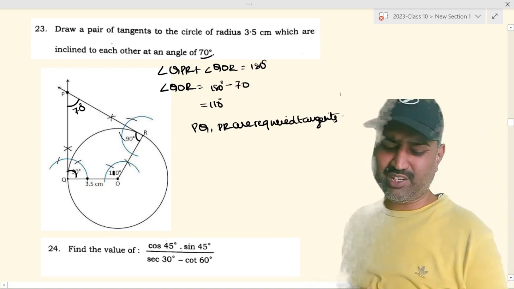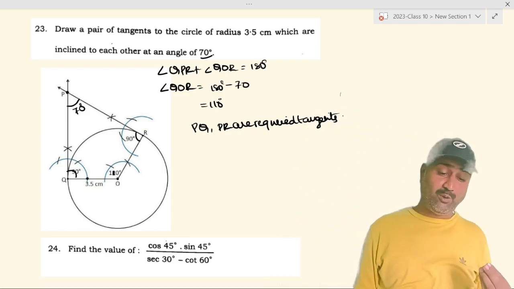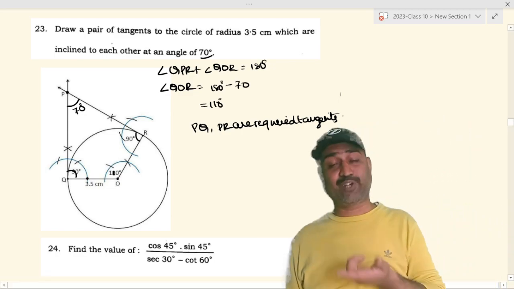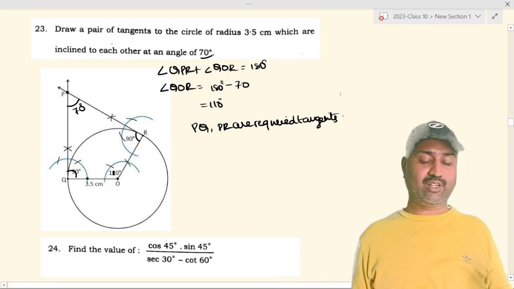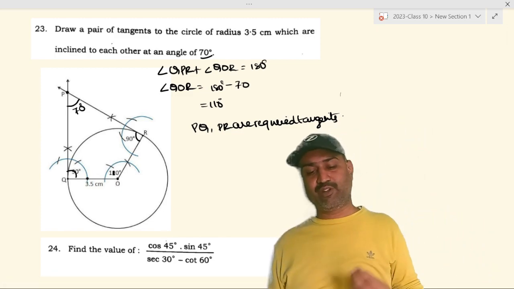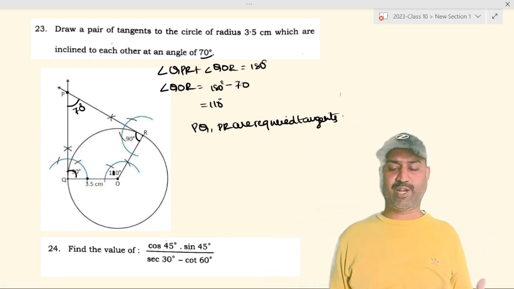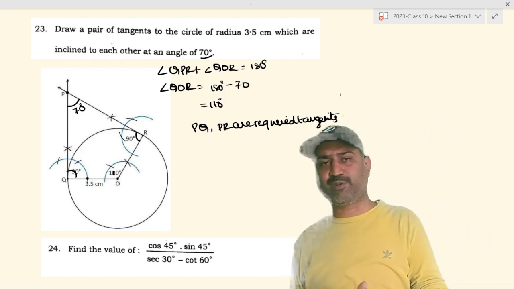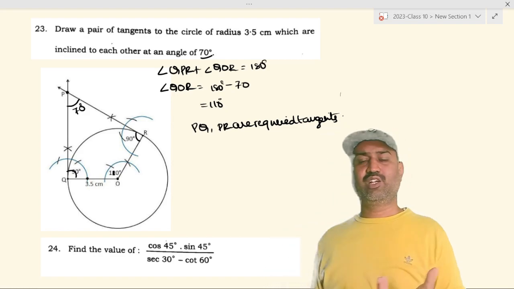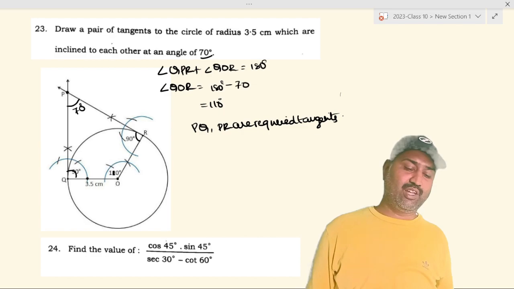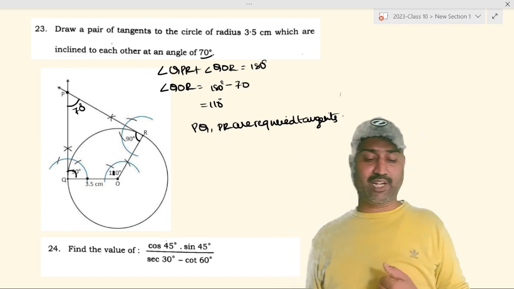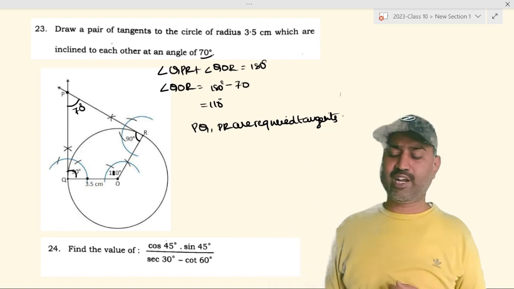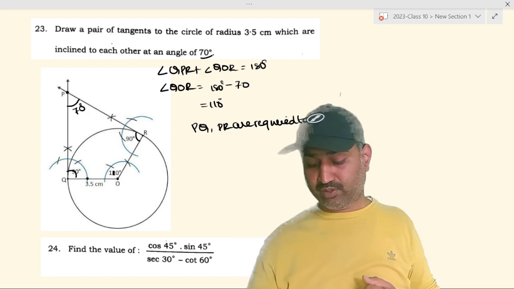Hope it's a very easy question, but very important point is we have to take QOR angle as 110 degree, not 70 degree. Many students will make mistake. They take QOR as 70 degree, then they will make mistake here. Just first step is draw a circle of radius 3.5 centimeter and draw OQ and OR with 110 degree. Then we draw two perpendiculars, that is PQ and PR. You will get the required tangents. Very easy question, right?